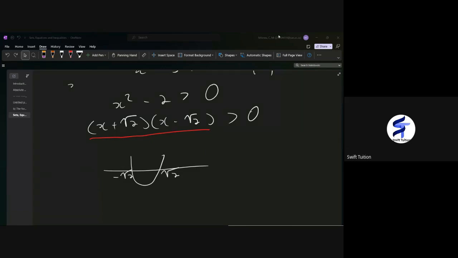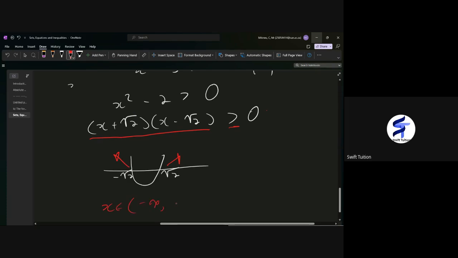All right, cool, thanks. So to go back to what we had over here, we're solving for when the parabola is above the x-axis. In other words, you can see it's in this region and it's in this region. So what is that? Well, that's when x is an element of from negative infinity up until negative root 2, or when we are from root 2 up until infinity.